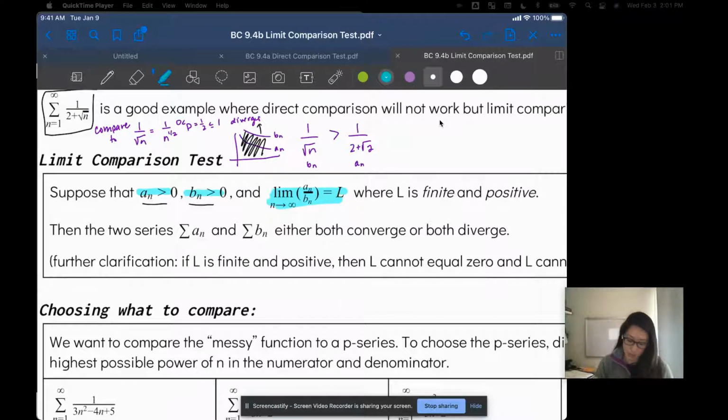Basically what we're testing is whether the terms we are comparing are decreasing at a similar rate, if they have a similar rate of change, because what you end up with is an end-behavior situation. So if the limit is finite and positive, then either both series converge or they both diverge. Okay, so here we go.